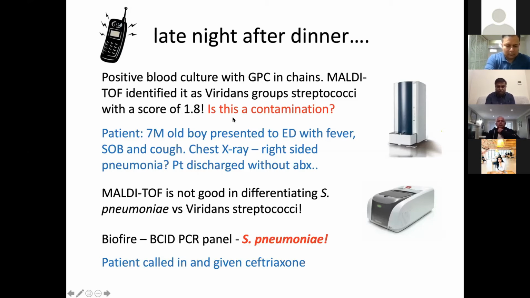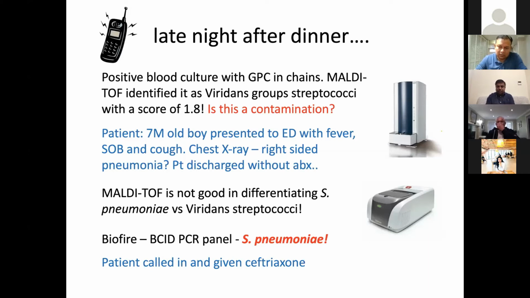So then you go to the patient chart and you review the patient. It's a 7-month-old boy who presented to emergency with fever, shortness of breath, and cough, and chest X-ray showing right-sided pneumonia. However, the patient's condition was not very serious, so the patient was actually discharged without antibiotics.